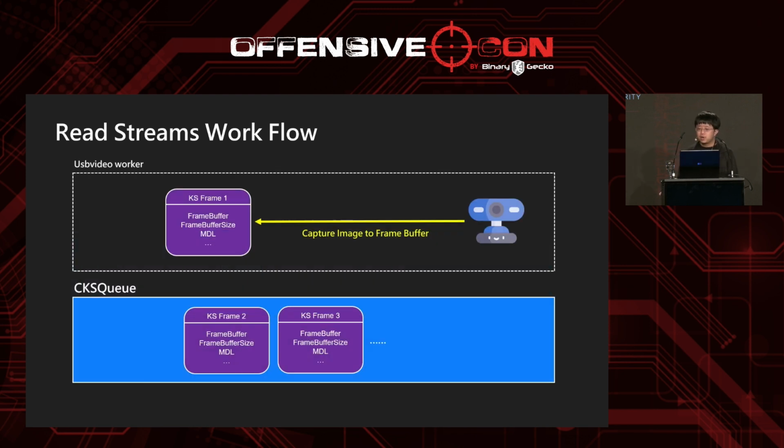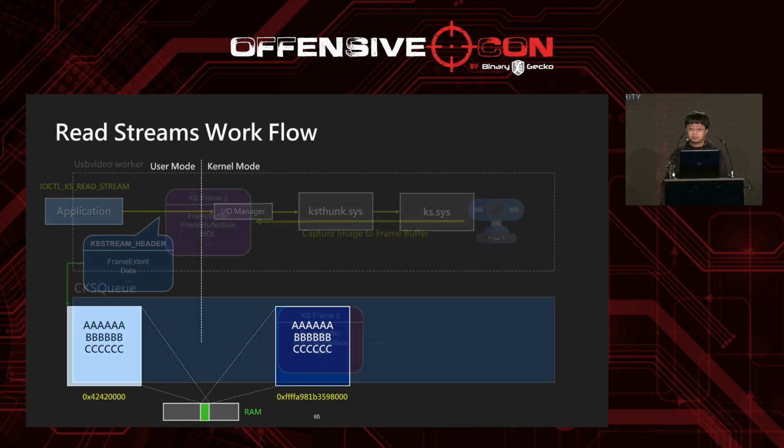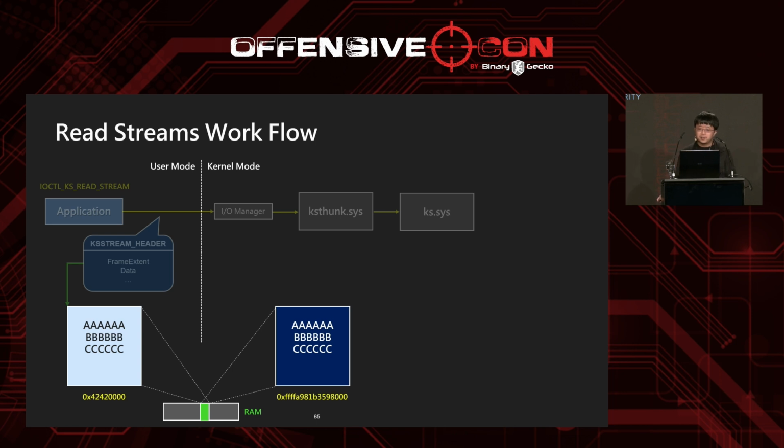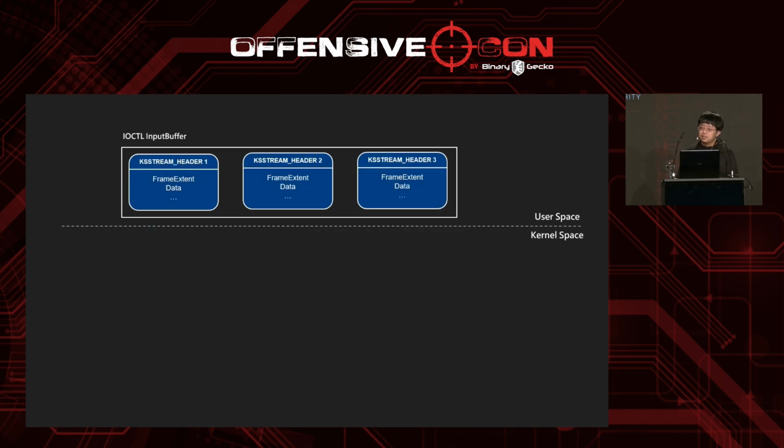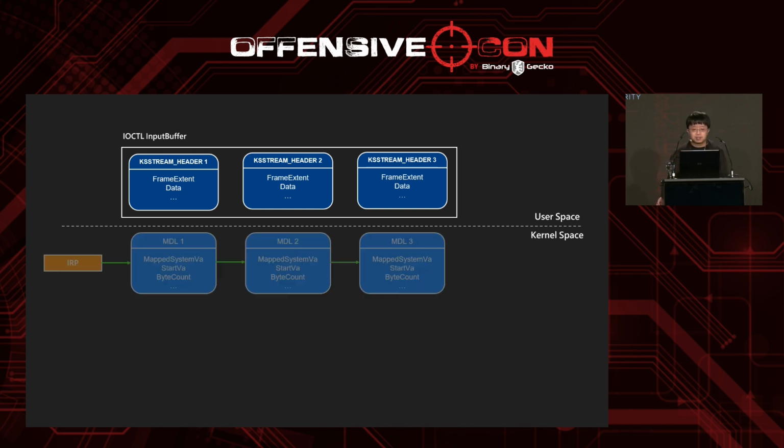Next, the case worker pulls a case frame from the queue and begins capturing image data from the device into the corresponding frame buffer. If there are other case frame structures in the queue, they will be processed sequentially. Because the user space image buffer is mapped to the same physical memory as the frame buffer, it will get the same image data. By the way, we can request multiple frames at once, not just a single frame.